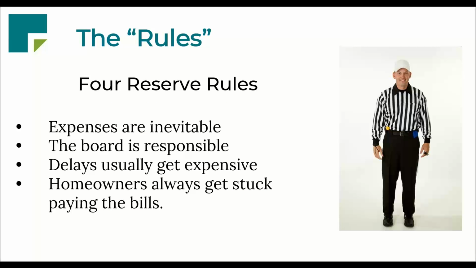The first set of rules is pretty straightforward. It's what we call the 4 reserve rules. We've got to think of a better name than that. It's really just a statement of the facts that expenses, as you likely know, will always happen. There's no dodging them. The board is responsible to manage association assets.